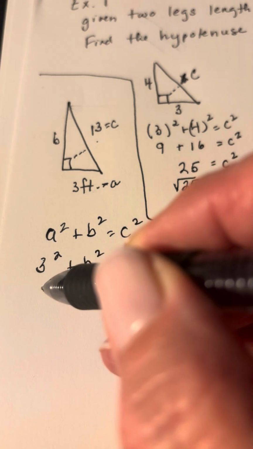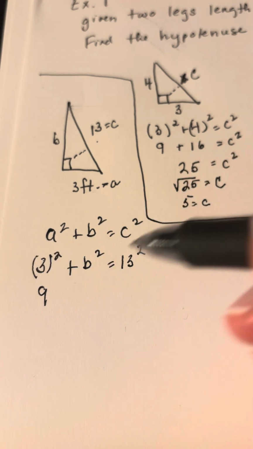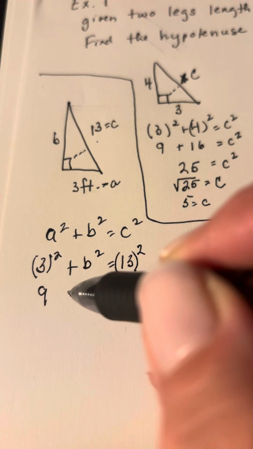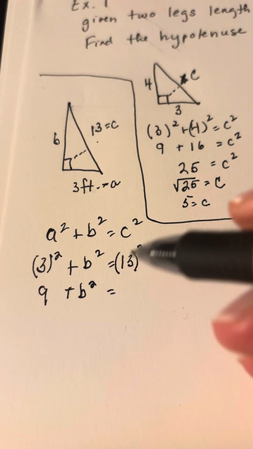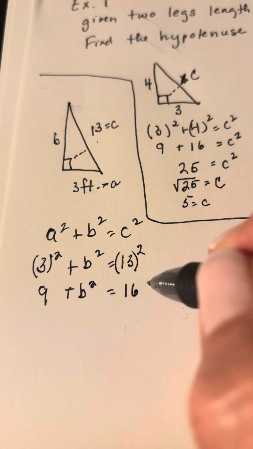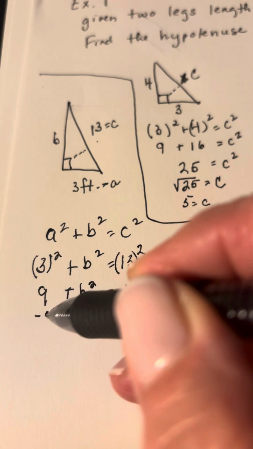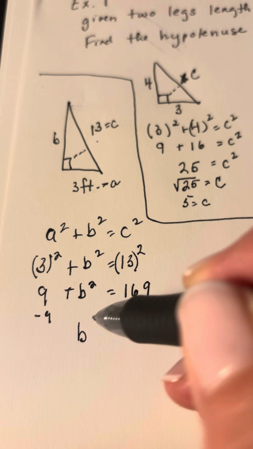3 squared is 9. Some people put it in parentheses. It's not necessary, but it is helpful. B squared, I don't know. And 13 squared is 169. That's 13 times 13. So now I have to subtract 9 from both sides because I want the variable by itself.